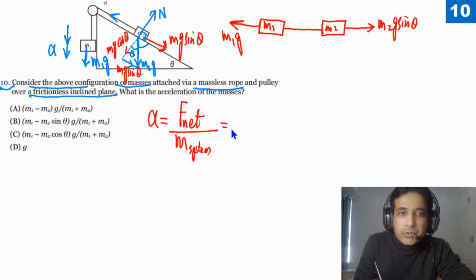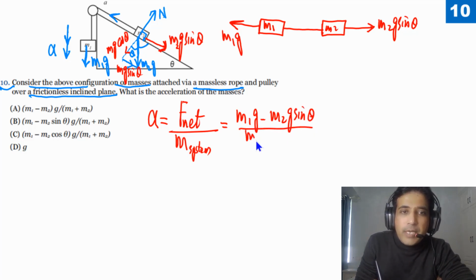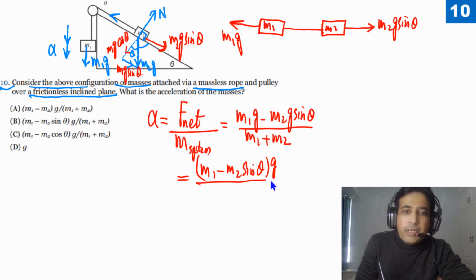So we can find the resultant of these two forces, meaning the net force. Net force will be M1G minus M2G sin theta. This will be divided by M1 plus M2. Now from here we can take g common, so we can write this as g times M1 minus M2 sin theta, divided by M1 plus M2. This is a smart way to answer this problem. We can also use a long way, but this is a smart way. If you have a very good understanding of these problems, you can use this method.